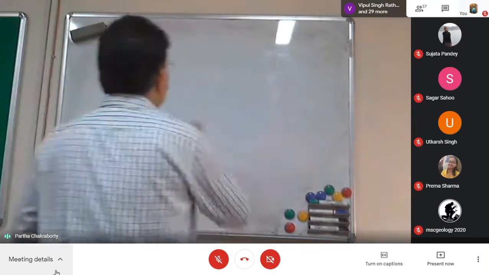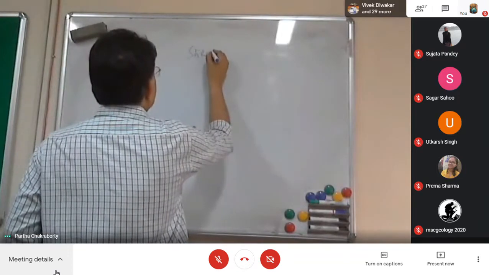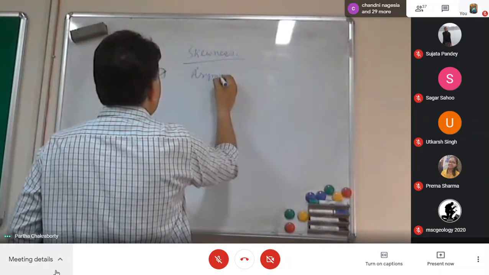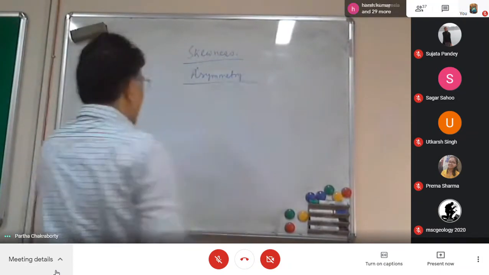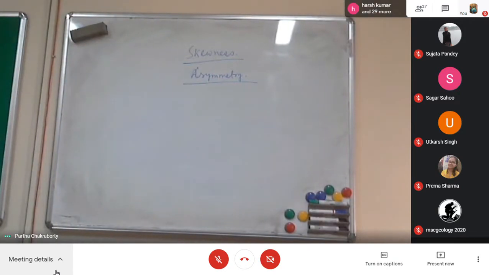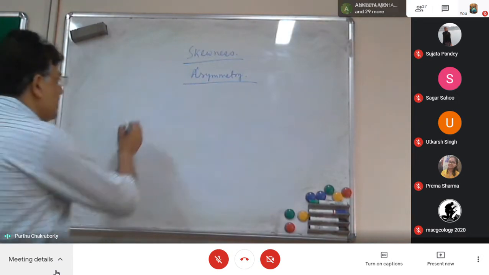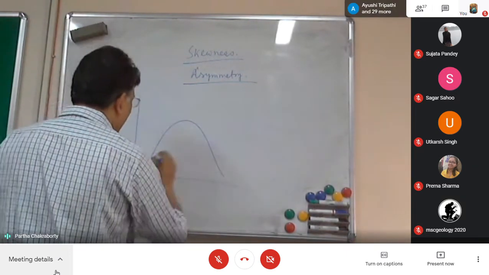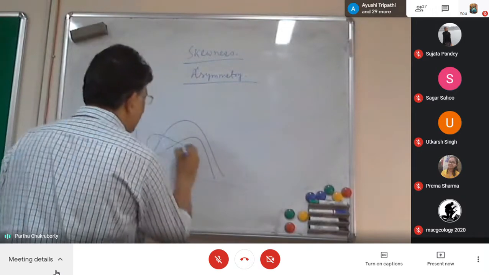Now we come on to the skewness. What is skewness? Skewness is the asymmetry of the curve. That is skewness. Now, what do we mean by the asymmetry of the curve? That means it is not a symmetrical curve and it has a tail, either to the coarse side or to the fine side. That means if I have a normal curve like this, but I can have a curve like this, I can have a curve like this.